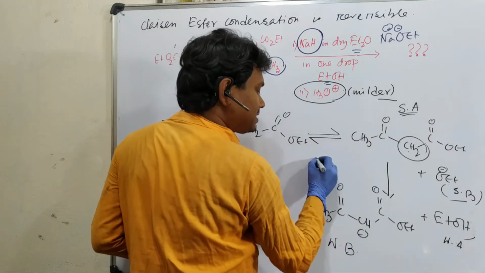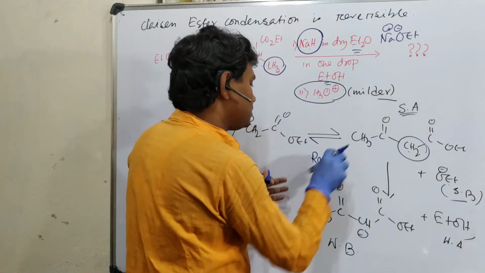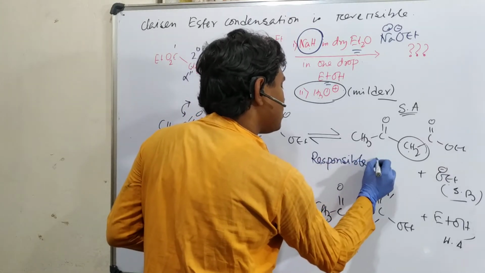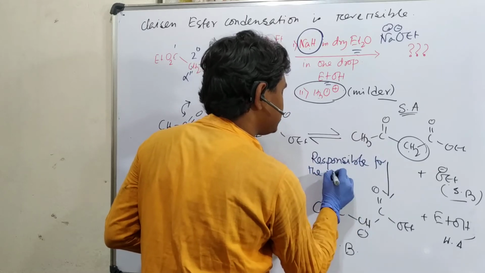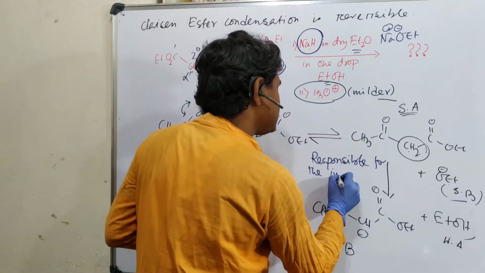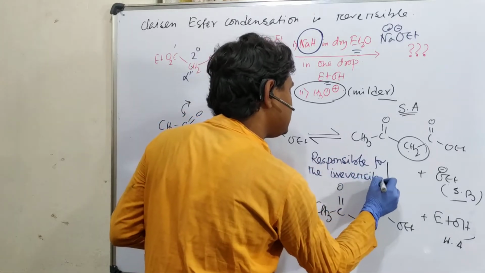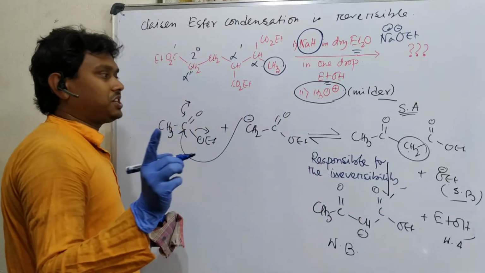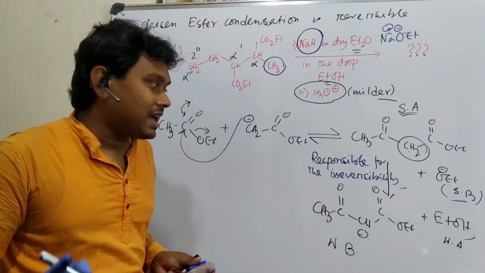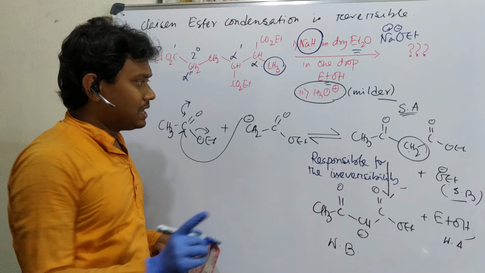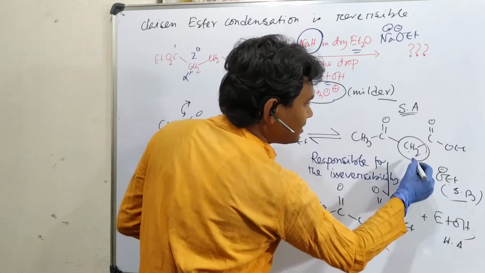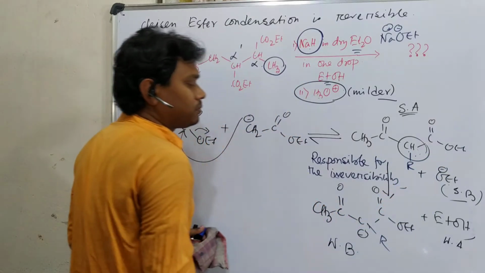Now the question: why is this step important? This step is responsible for the irreversibility, better to say, not reversibility. This is irreversibility. So this step is essential. And in order to have this, the nucleophilic carbon should have at least one hydrogen. See, there are 2 hydrogens, that's more than enough. We don't need 2. Instead of this CH, if there is an R, consider just there is an R, then also this step could be possible.